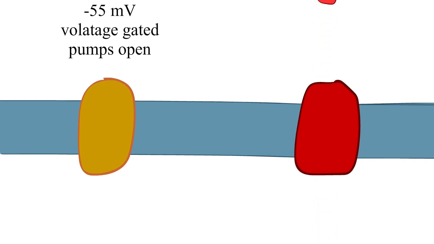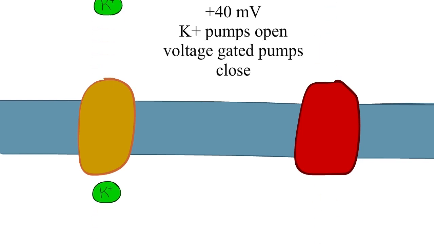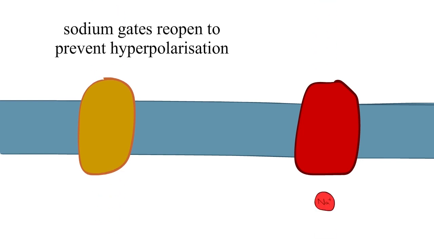cell, leading to depolarization. Once the threshold of positive 40 millivolts is surpassed, the cell begins to repolarize as the voltage-gated sodium channels close and voltage-gated potassium channels open. This brings the cell back to a negative resting potential, ready for the following action.